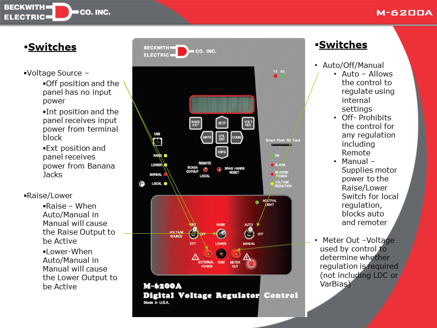And finally, we have a meter out. So if I take and put a meter between the comm and the meter out, I will read the sense voltage that the control is using to determine whether the voltage is in band or not.